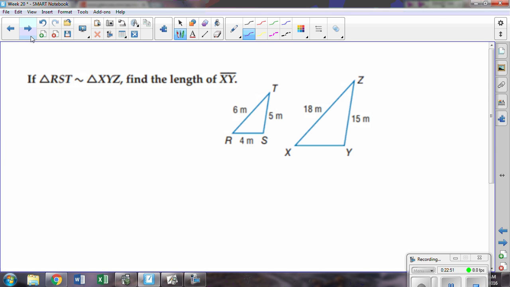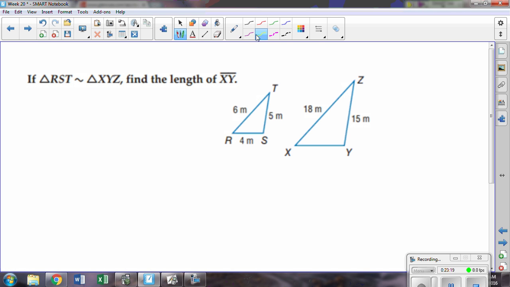Okay, so moving on to the third objective. Figure out a side length. In order to determine a side length, we will actually need to set up and use a proportion. It's based on the same idea of setting up your matching parts.